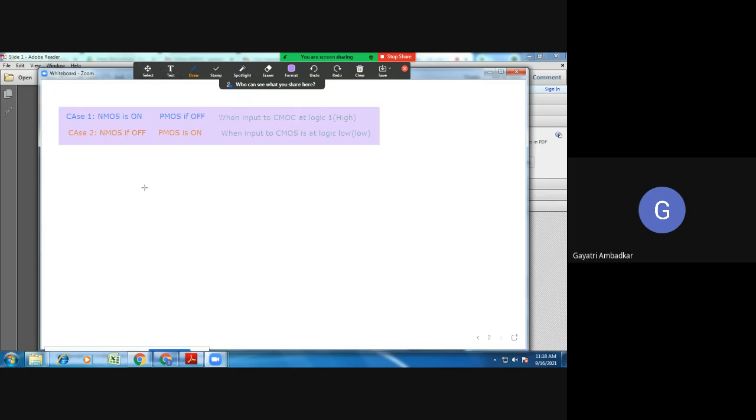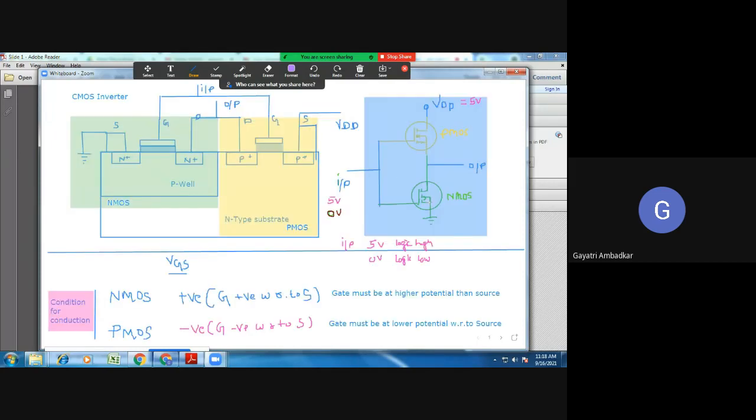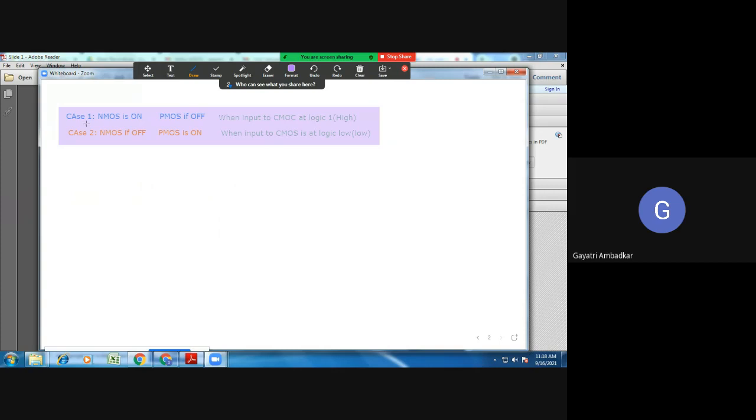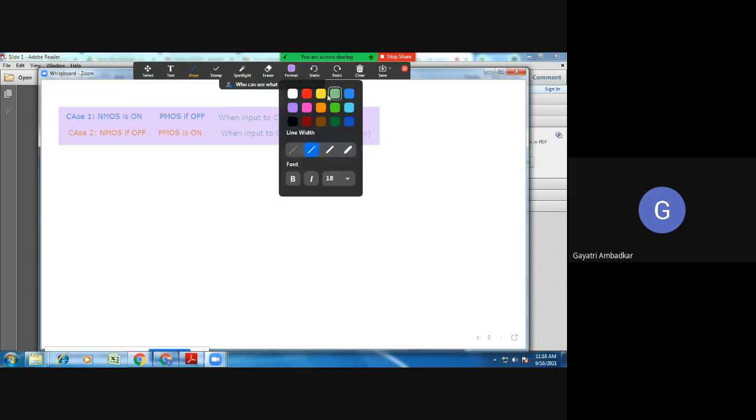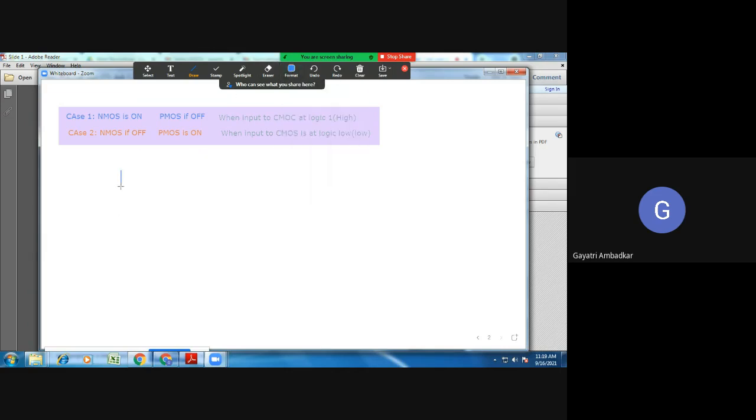Okay, so let's draw for case 1. Where is our NMOS? It is situated here and PMOS is situated above. Now, in the first case NMOS is on and PMOS is off. I will show this with the help of switches. I'll try to show all these things with the help of switches.